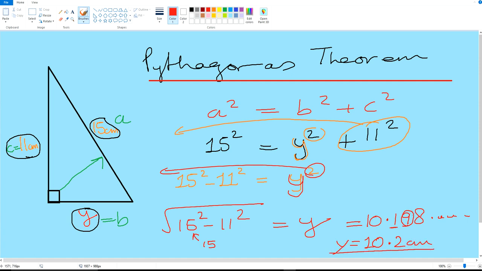And that's how we work out a length that is not the hypotenuse, not the A. So we have to do a bit of rearranging, and then we can work it out.